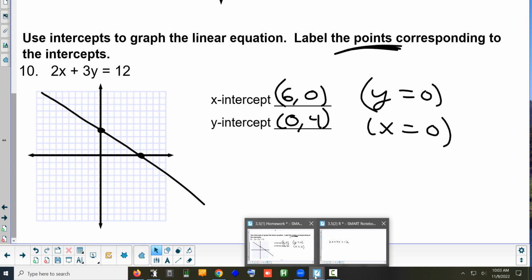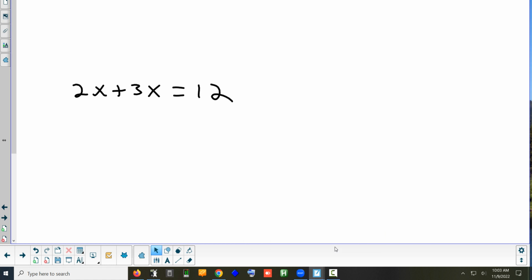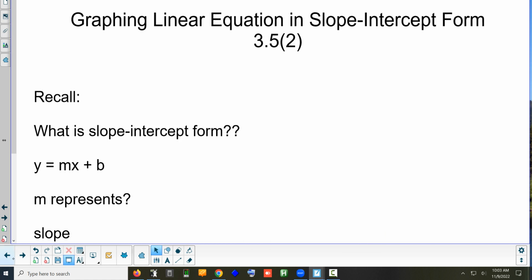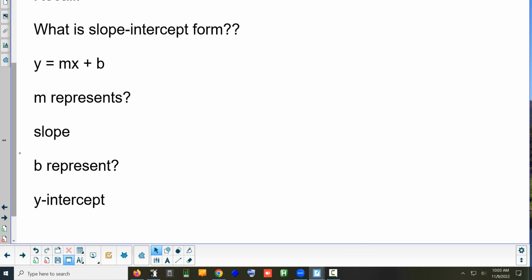When we graph in y equals mx plus b, that's a little different. We're going to use the slope to help us. Okay? When you're doing the other kind, you don't have the slope, so you can't use it. But we're going to have the slope, and that'll help us.